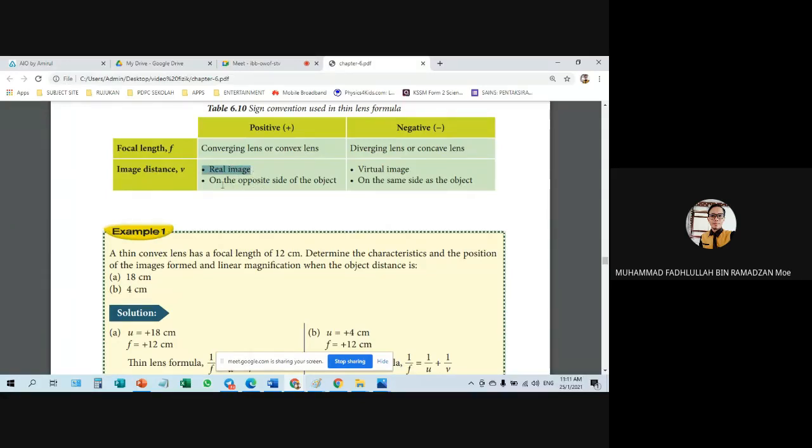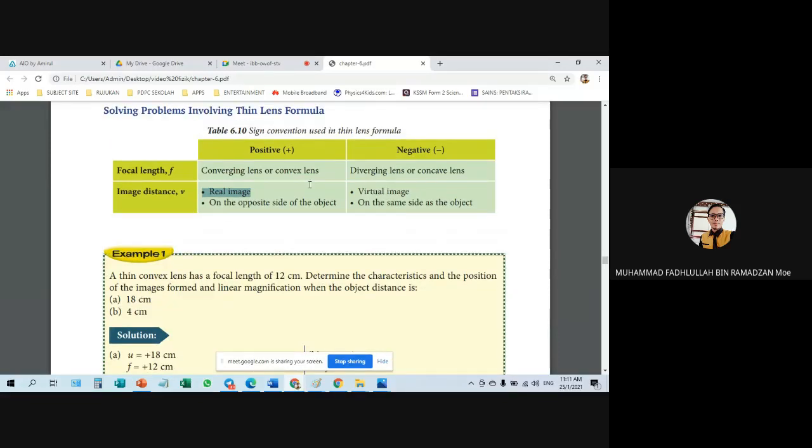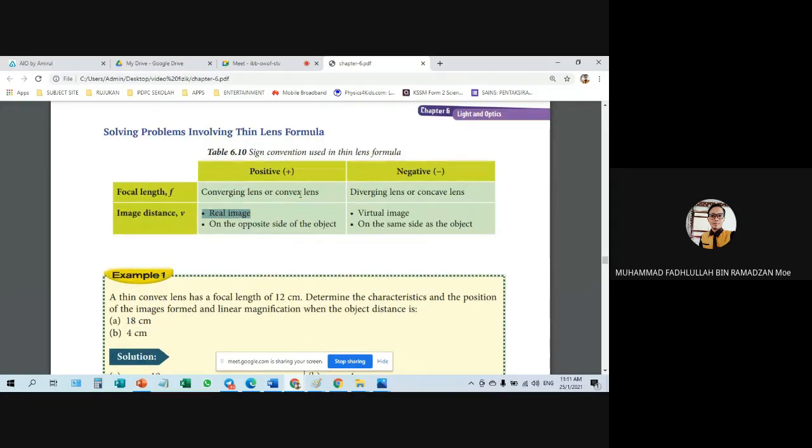Okay. And then opposite side of the image. Opposite side of the object. Okay, kita dapat real. Sebab apa? Sebab ini lens. Okay, kalau lens dia boleh tembus. Beza dengan mirror. Kalau mirror, kita bagi tahu image tu tadi adalah virtual ataupun real, macam mana. Kalau dekat dalam, kita bagi tahu dia tu tadi virtual.